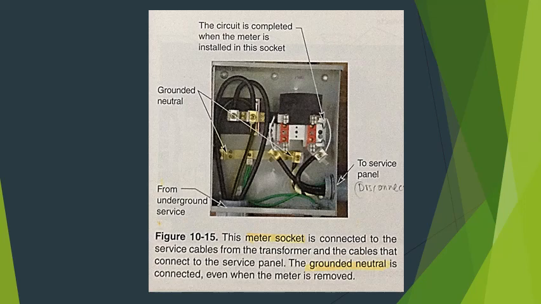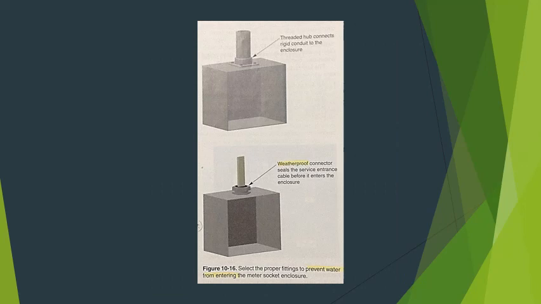The service conductors enter the enclosure and are secured to the line side lugs of the socket. Note that the neutral conductor is always connected to the center contact and continues essentially uninterrupted through the meter socket on its journey to the service main disconnect or panel. The meter itself will be installed by the utility when the service drop or lateral is completed.